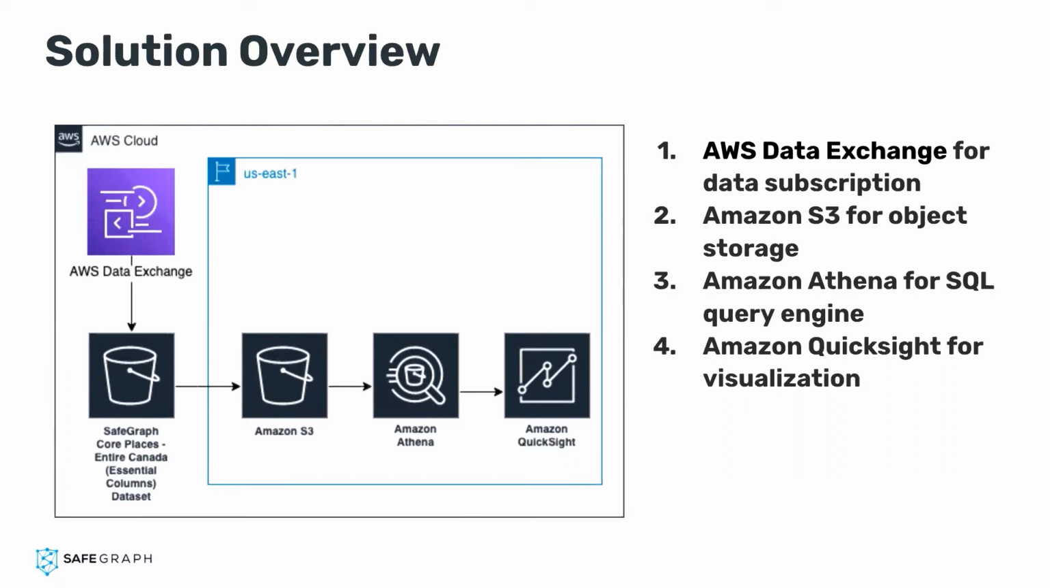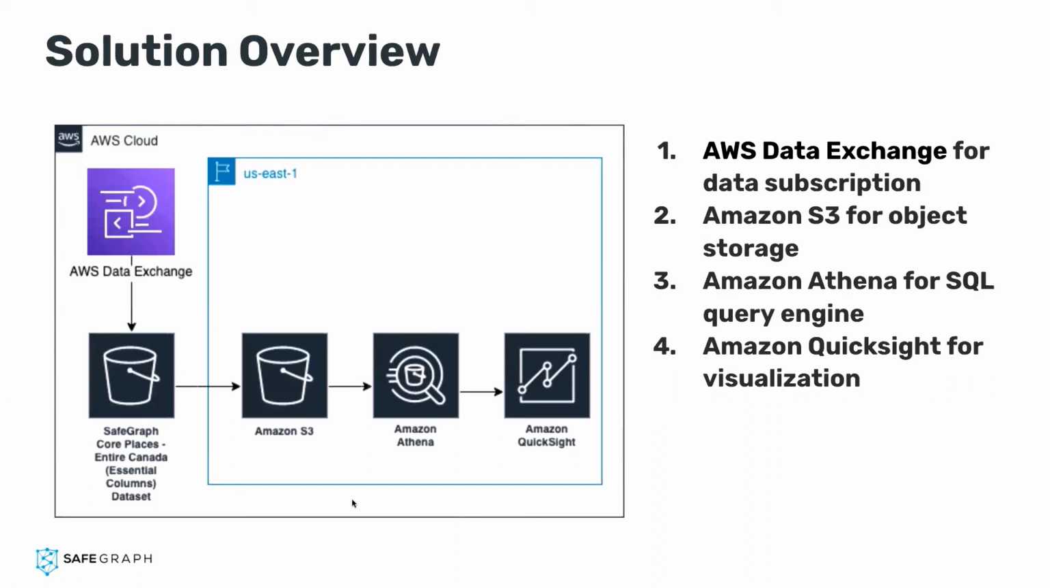So the first thing that you want to do is, after you get a subscription to one of SafeGraph's datasets inside AWS Data Exchange, you will copy those data into your own storage. In this case, I'm using Amazon S3. And from that point, it's pretty straightforward, pretty simple. You will use Amazon Athena to do SQL queries into your dataset, and you will use Amazon QuickSight for visualization. And that is all. You don't need any complex infrastructure. You don't need any servers to provision or anything.